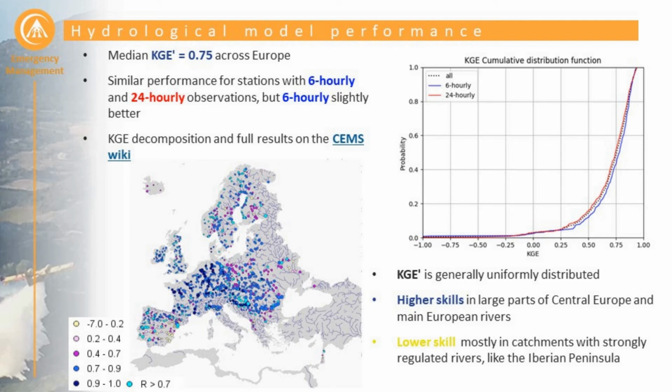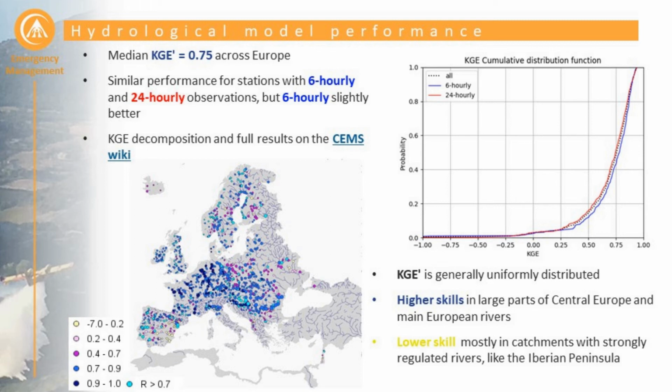When we look at the spatial results of the model performance, we can see that in general the KGE results are quite uniformly spread throughout Europe. Of course, there will be certain areas where we know that hydrological models in general perform better or worse, and it's no different here from the LISFLOOD simulation. We can see higher skill in blue in the map on the left, which is showing KGE. So large parts of Central Europe and the main European rivers, which, as we know, are easier to simulate.